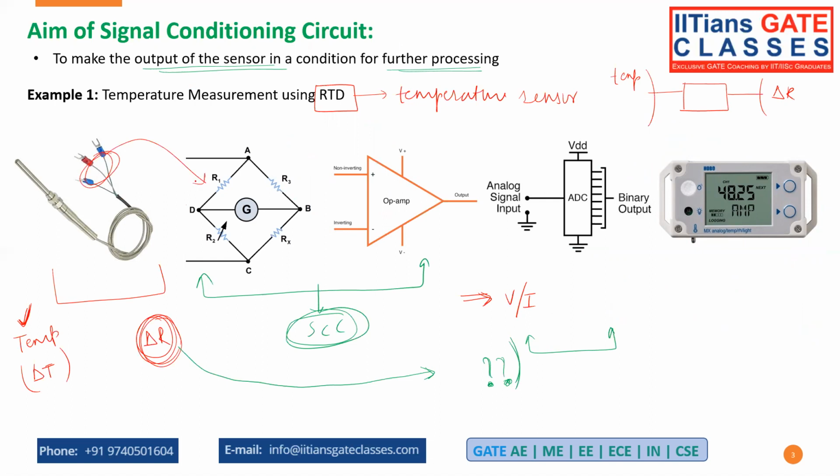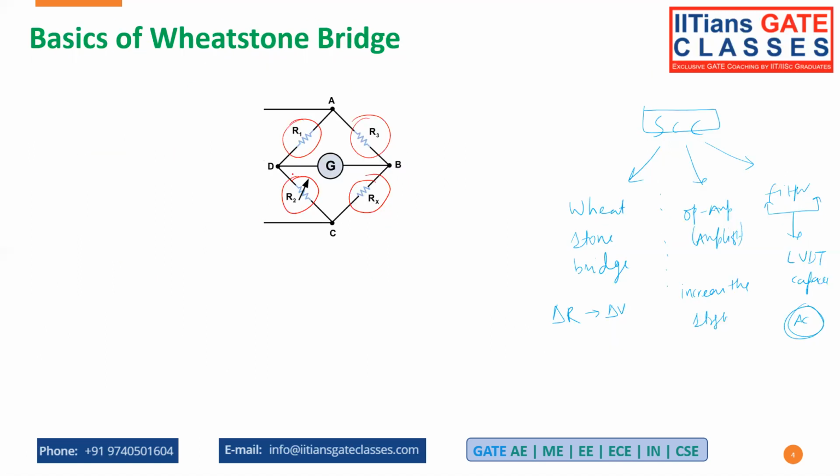You can connect your sensor to these elements, right? You can connect between A and D, or you can connect between any one of the arms, and then you can measure the change in voltage from here. You can connect sensors in any of the arms, or you can connect to 2, or 3, or 4.